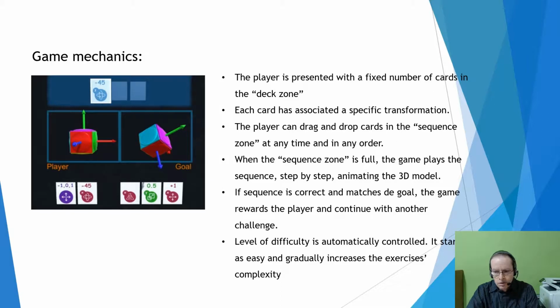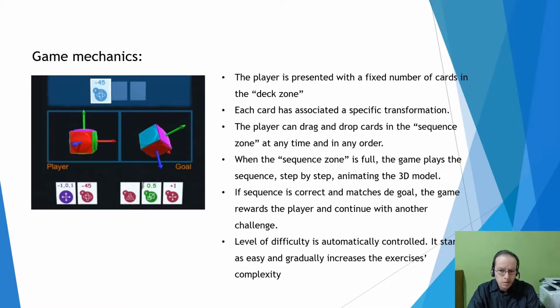Here we have the game mechanics. The player is presented with a fixed number of cards in the deck zone. Each card has an associated transformation. The player can drag and drop cards in the sequence zone at any time and in any order. When the sequence zone is full, the game plays the sequence step by step, animating the 3D model. If the sequence is correct and matches the goal, the game rewards the player and continues with another challenge.